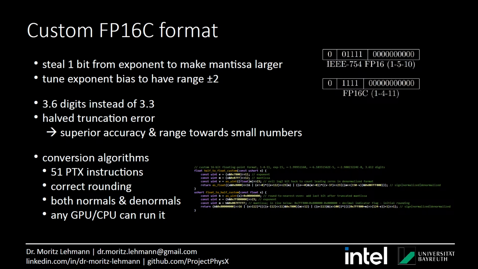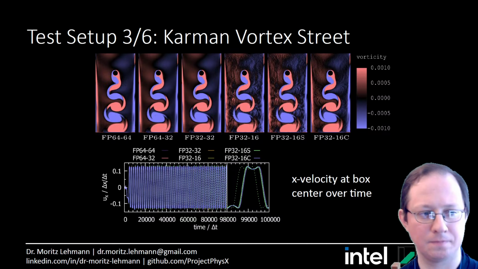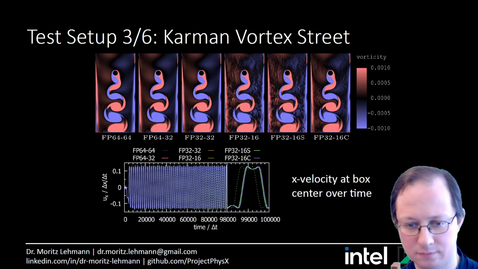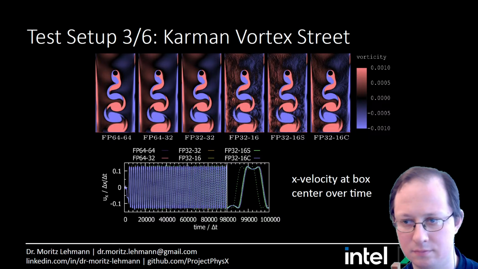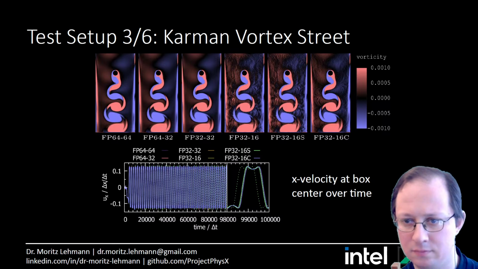Yeah, I mean, in the following slides, I have some examples of comparing the different floating point precisions. Yeah, so the Kármán vortex, yeah. The Kármán vortex here between FP64 and FP32, there's absolutely no difference. It looks identical. And for the IEEE FP16, you see some artifacts, as well as for the FP16S.